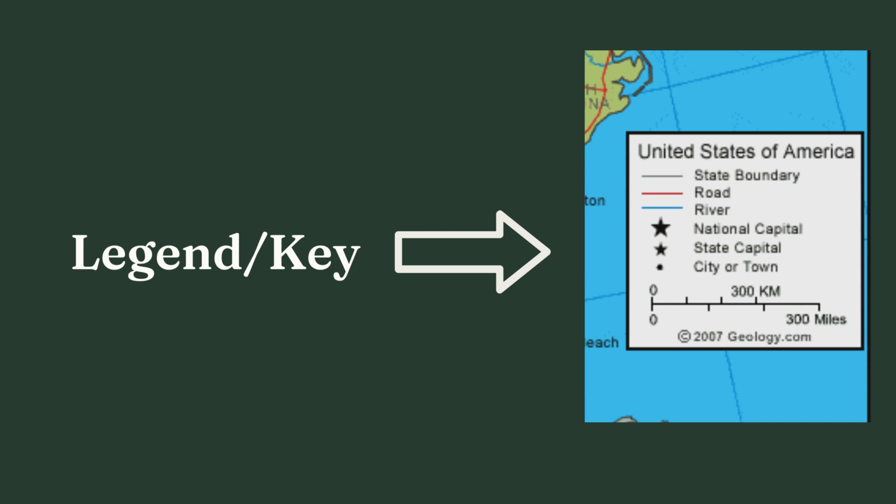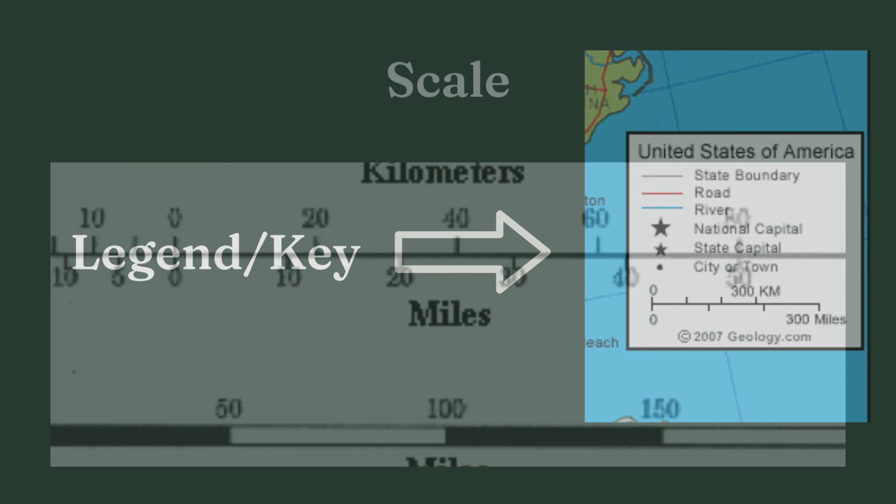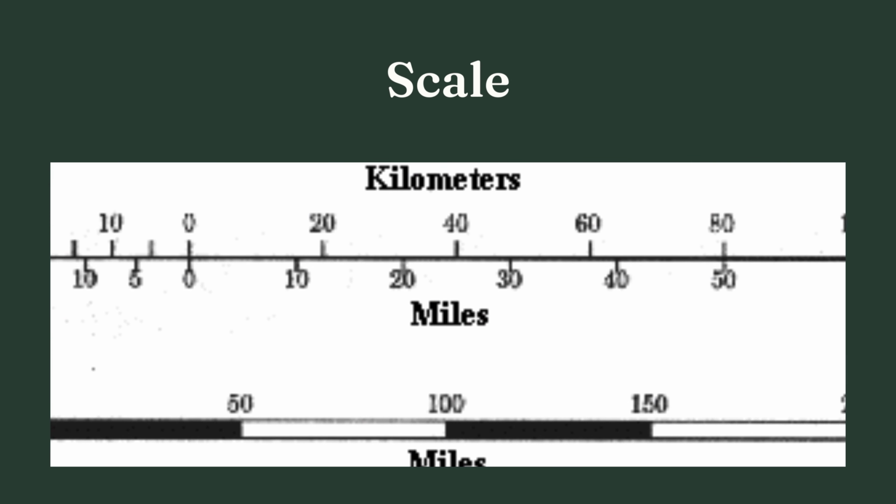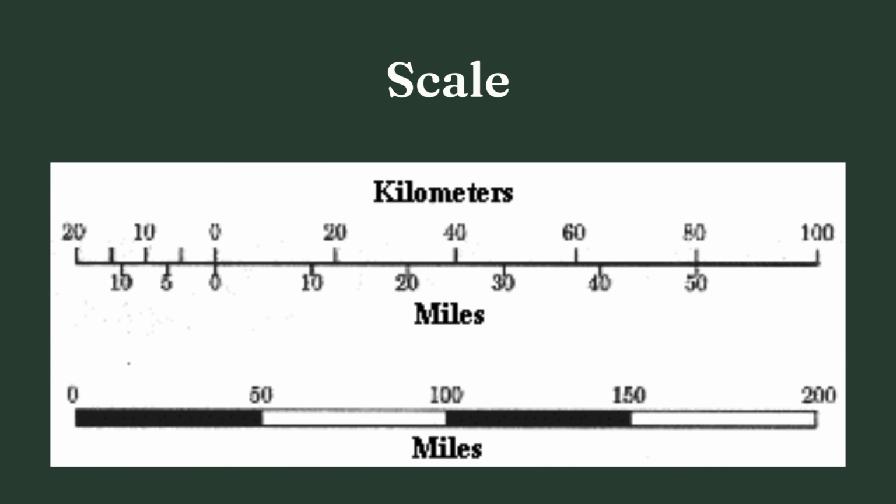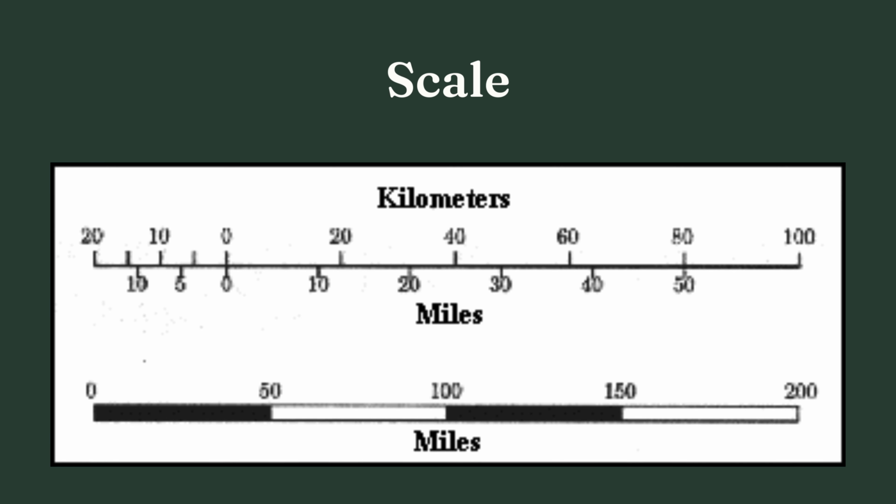The next common map feature is the legend, or the key. Maps often have small symbols on them, and the map legend will tell you what those small symbols mean. For example, a star often means a capital city. On nearly all maps, you'll find a map scale. This shows you distance. It might show you that 1 inch on a map equals 10 miles in real life. Every scale is different though, so it's important to always look at the scale.